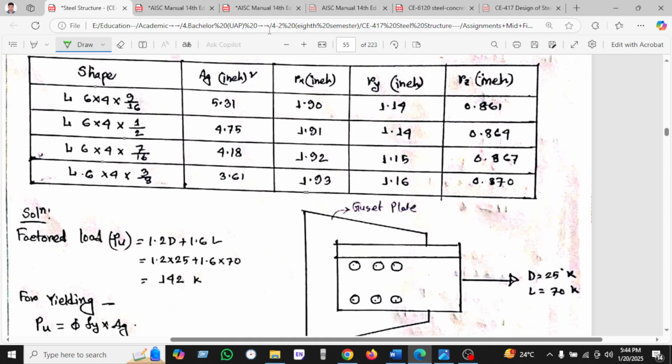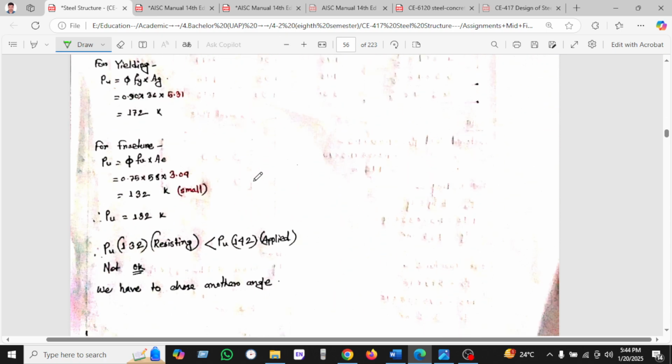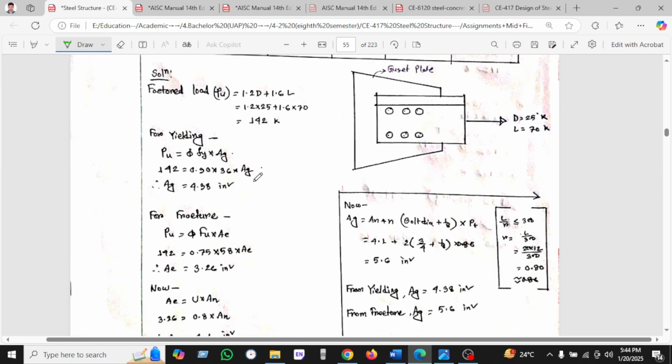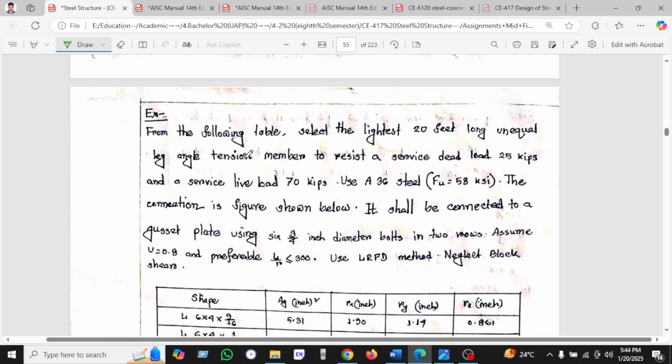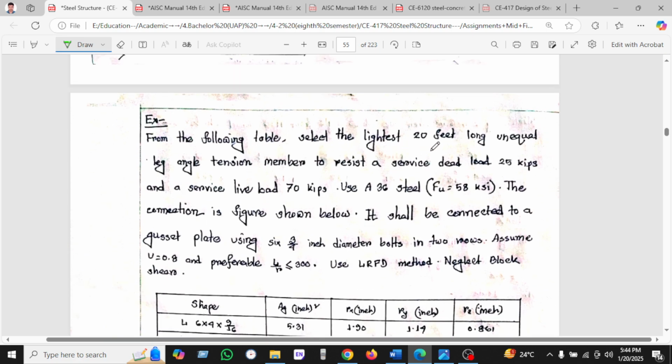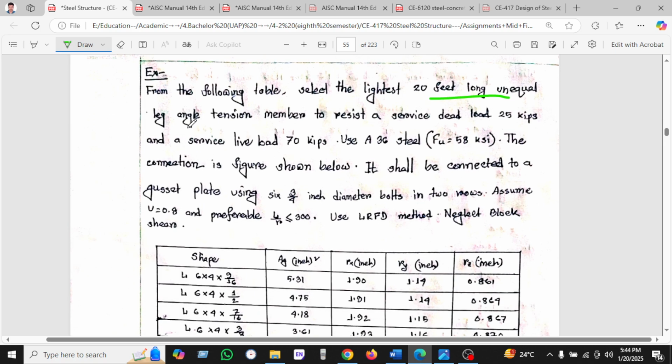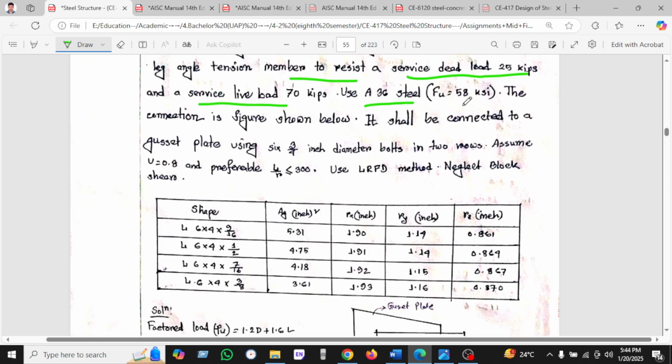So we can see another example. This might be the last example in our classes. From the following table, we have to select the light 250 long unequal leg angle tension member to resist the service dead load 50 and live load 70. Use Fy equal to 36 and Fu equal to 58. The compression flange is filled on yellow.